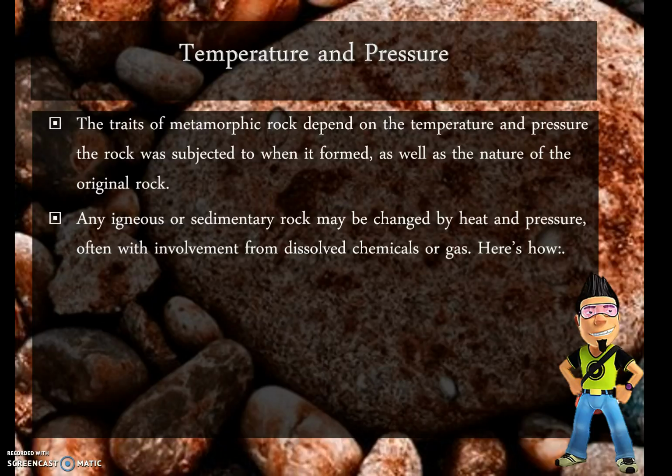The traits of metamorphic rock depend on the temperature and pressure that the rock was subjected to when it formed, as well as what original rock it came from, such as shale or limestone. Any igneous or sedimentary rock may be changed by heat and pressure, often with involvement from dissolved chemicals or gases. We're going to talk about how.